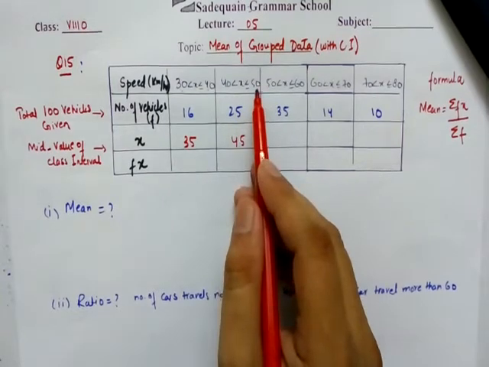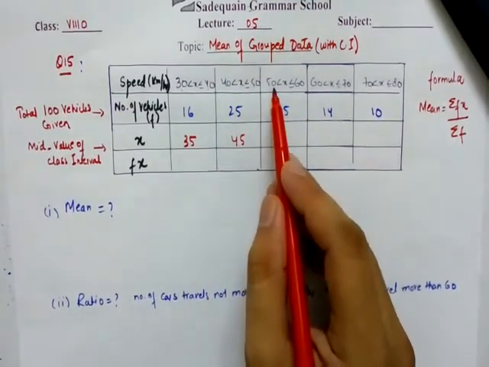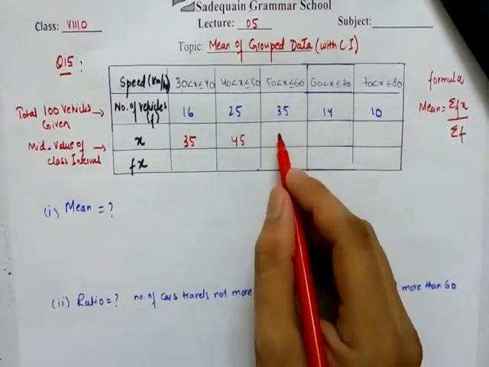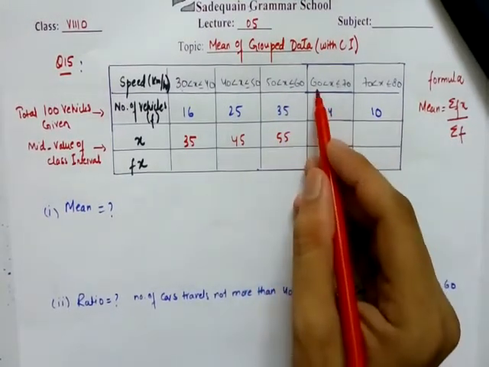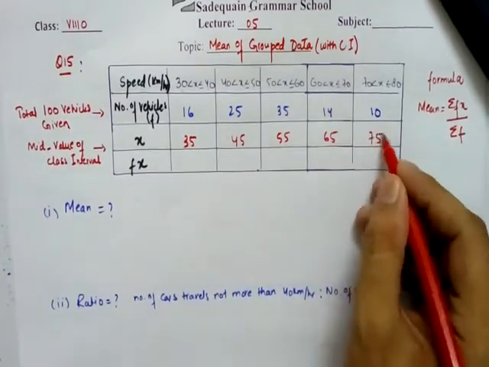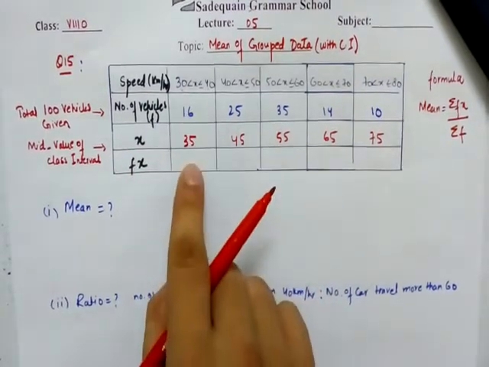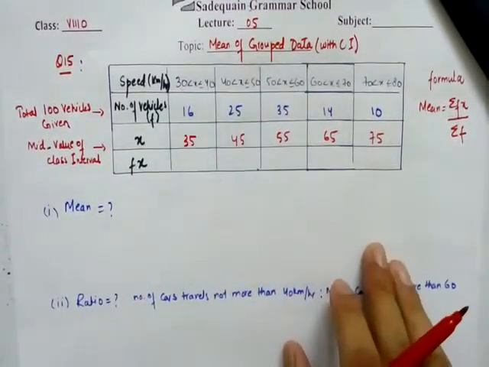40 plus 50 upon 2, 90 upon 2 would be 45. Now the middle value of 50 and 60 would be 55. The middle value of 60 and 70 would be 65, and similarly 75. So these are the values of x, the corresponding x. I have written it beneath.